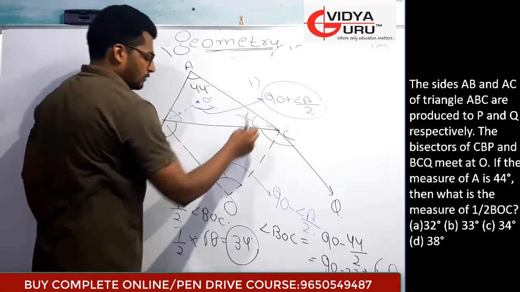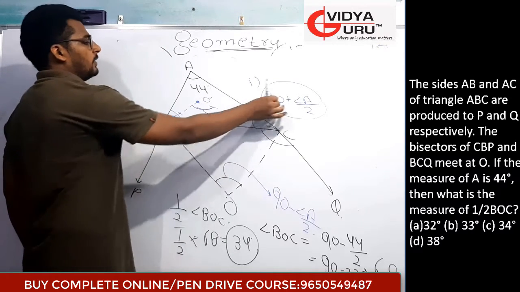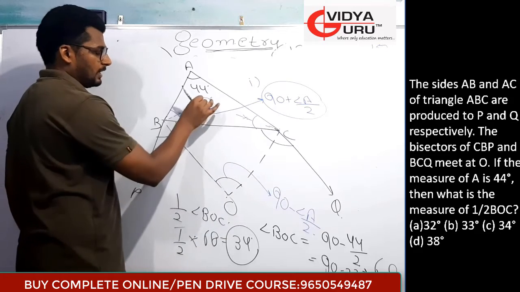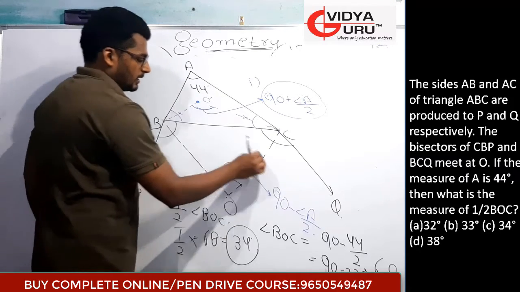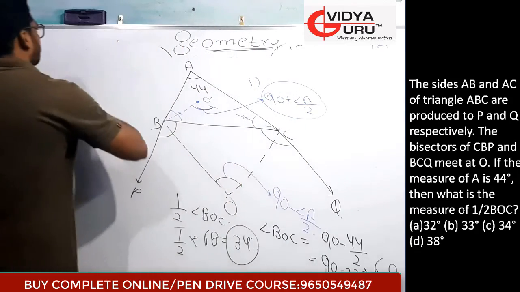Two properties I have told you from here. Where the internal bisectors meet, the angle will be 90 plus A by 2, and if they are external, it will be 90 minus A by 2. So moving on to our next question.